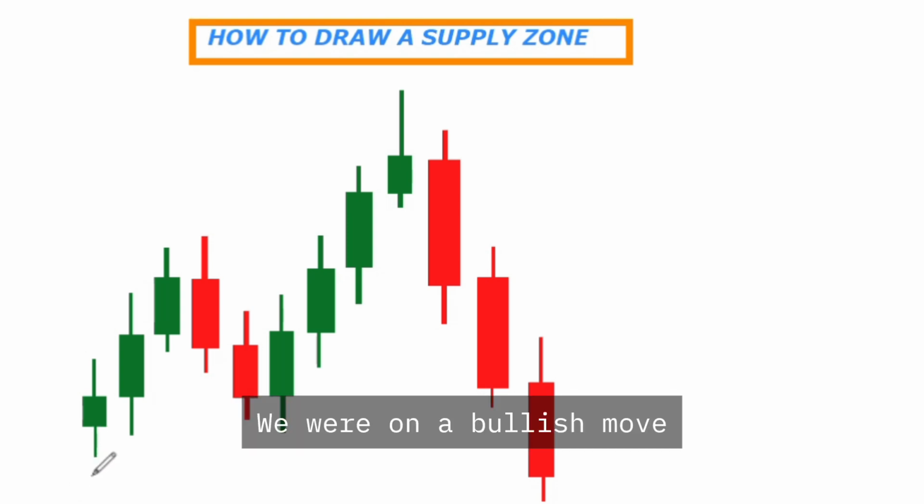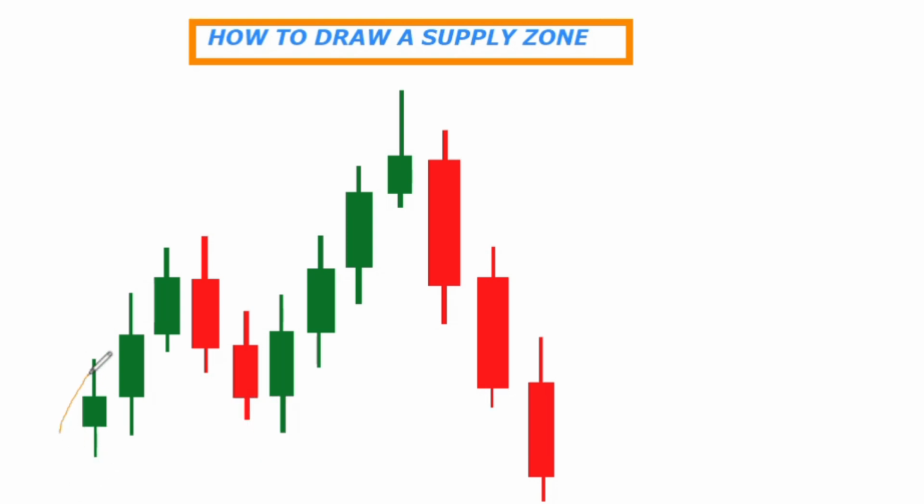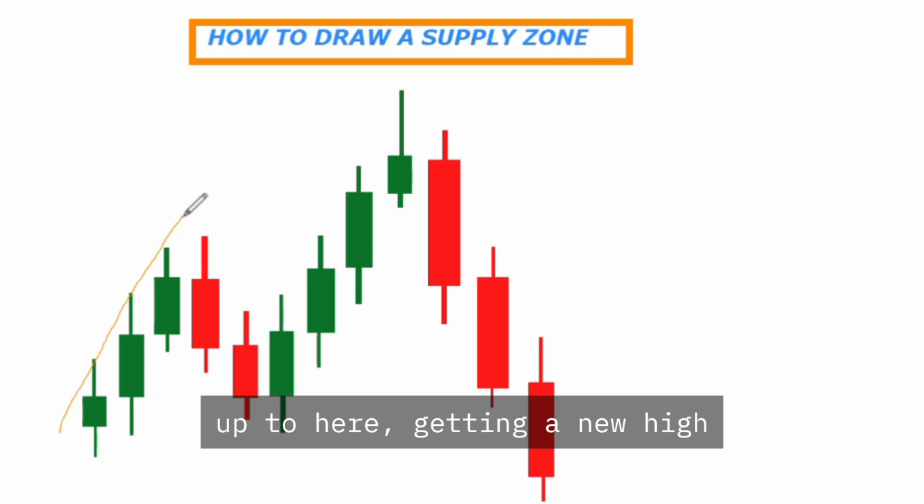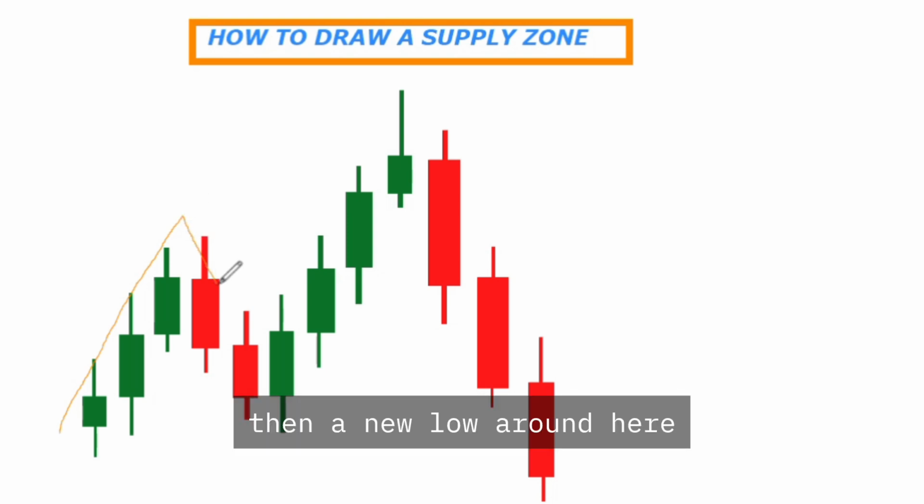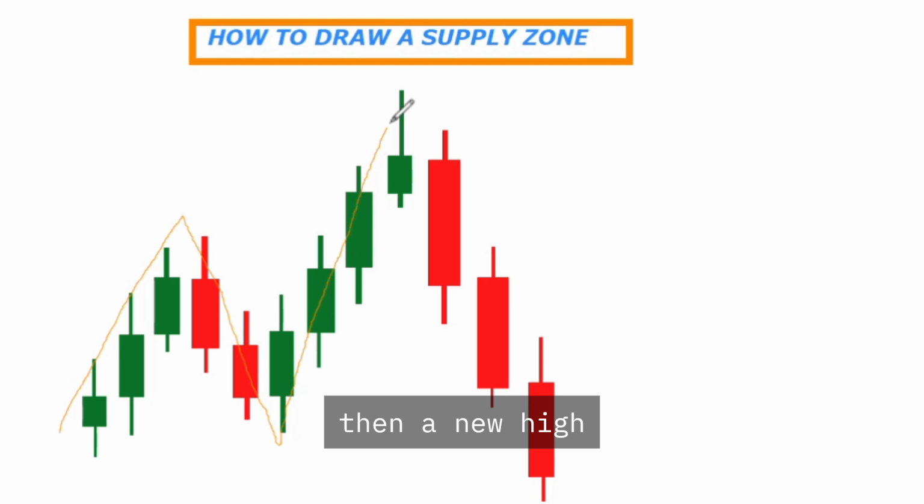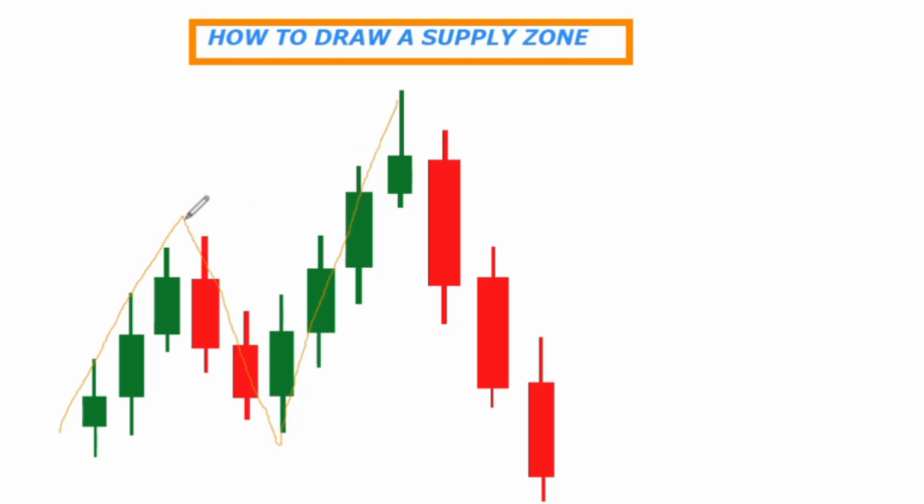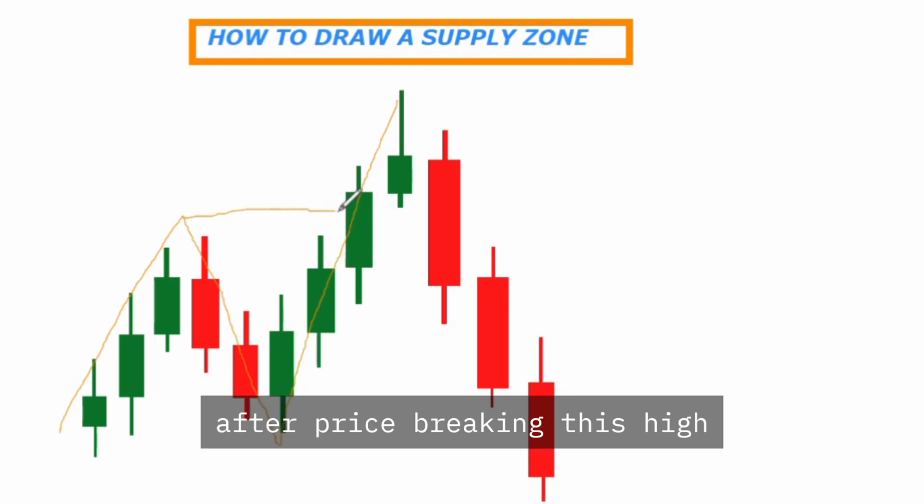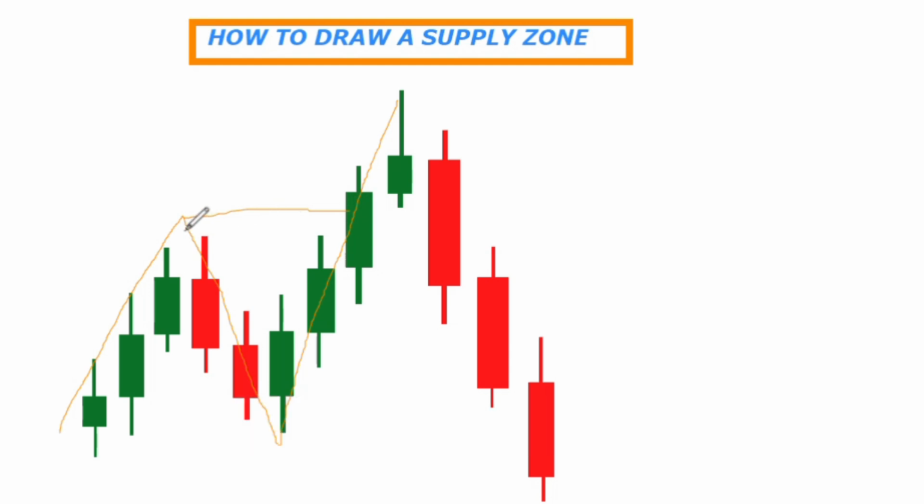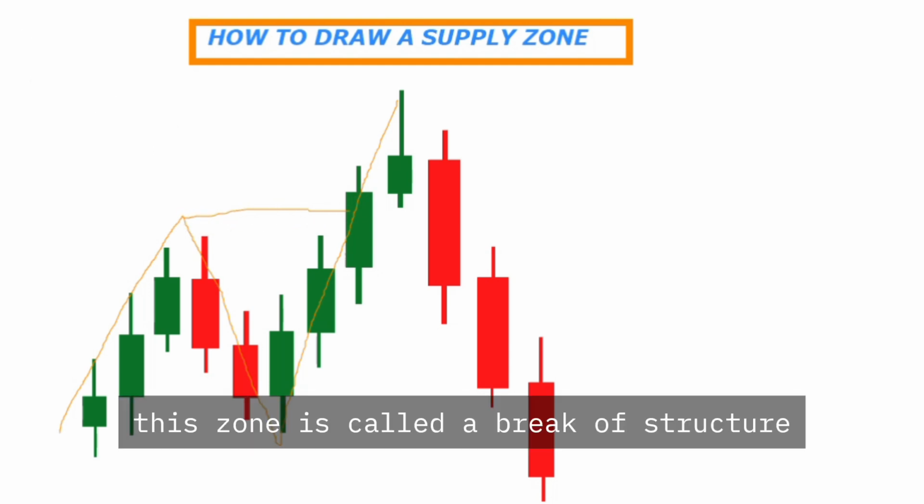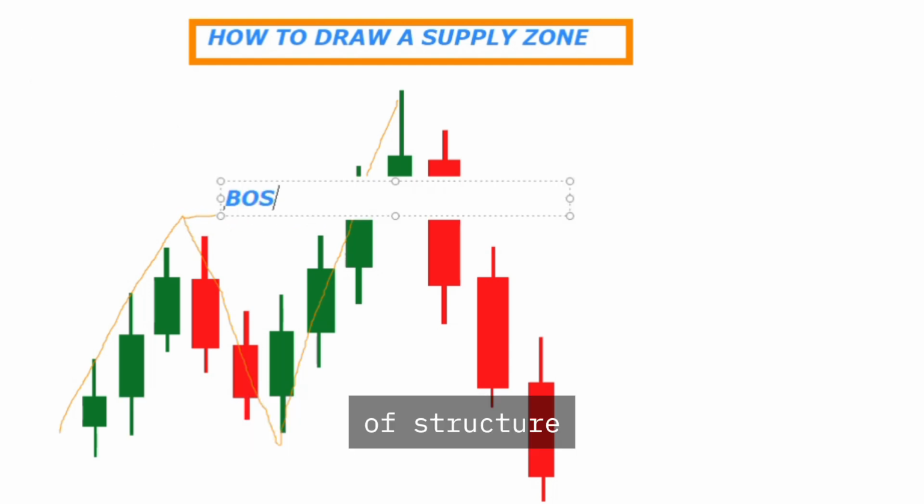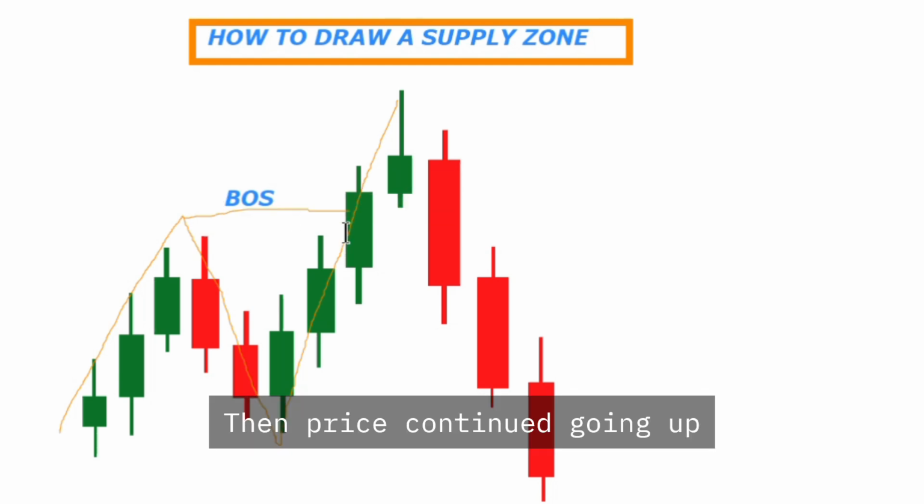So guys, the price came from here. We were on a bullish move. The price came from here up to here, getting a new high, then a new low around here, then a new high here. After price breaks this high, this is called a break of structure. Let me write it: break of structure. Then price continued going up.